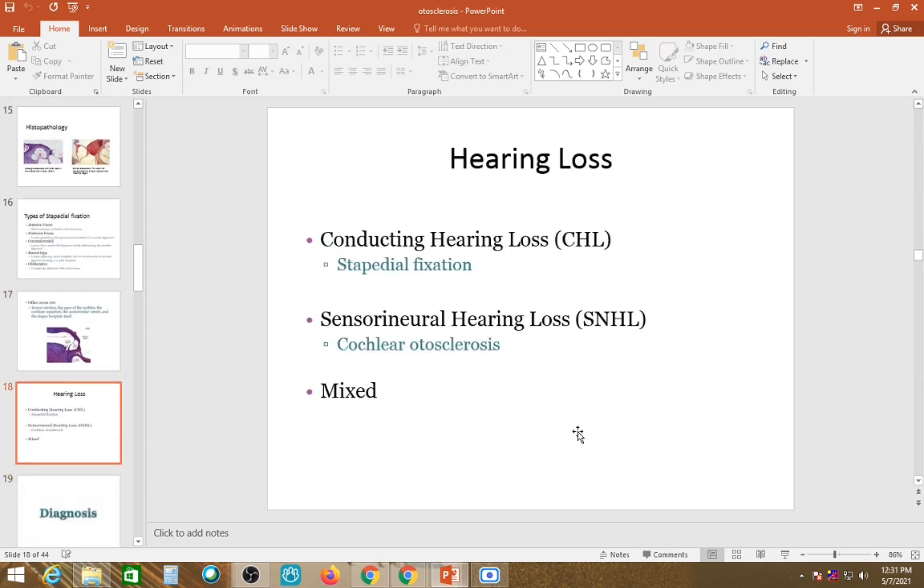The hearing loss is mainly conductive, sensorineural or mixed. Since we already mentioned that there is a progressive hearing loss because of the abnormal growth of bone being replaced in either the inner ear or the middle ear.